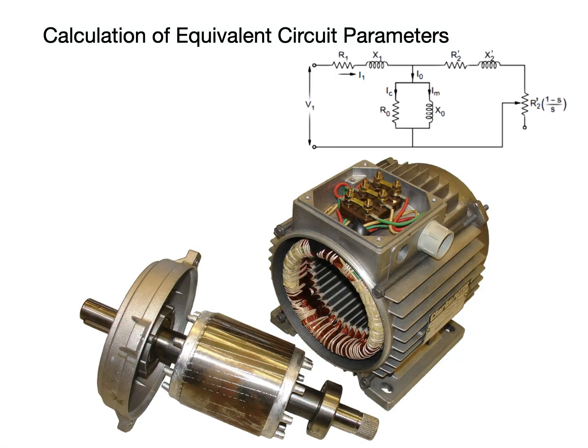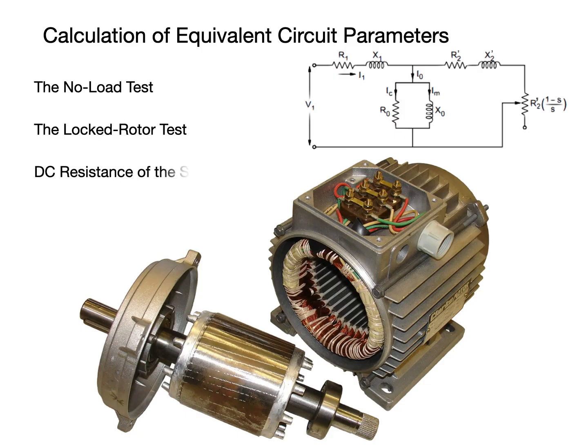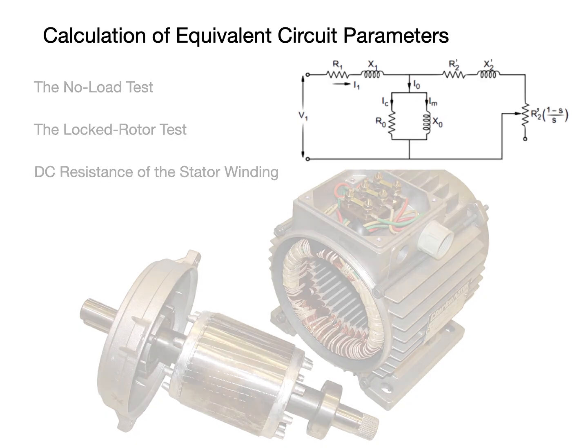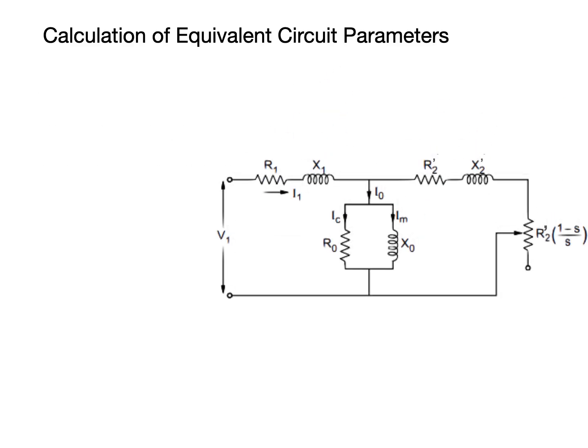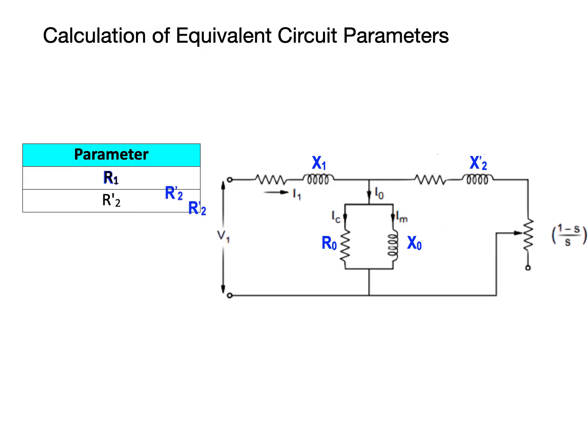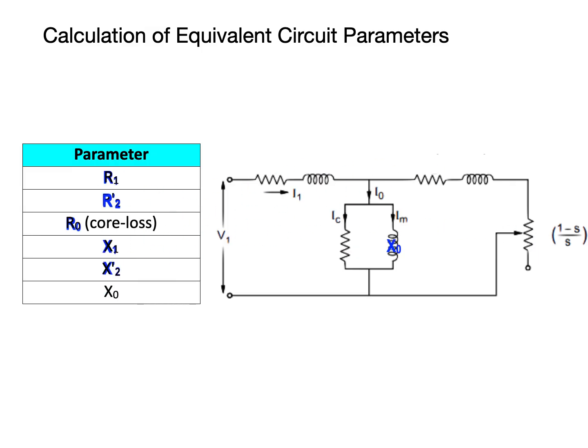The parameters of an equivalent circuit for an induction motor can be determined from the results of a no-load test, a locked rotor test, and a DC resistance measurement of the stator winding. The equivalent circuit of an induction motor is obtained by combining the stator and rotor equivalent circuits, as shown here. Note that the form of an equivalent circuit is identical to that of a two-winding transformer.